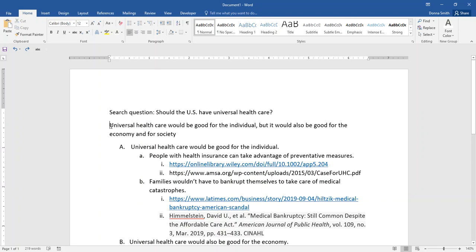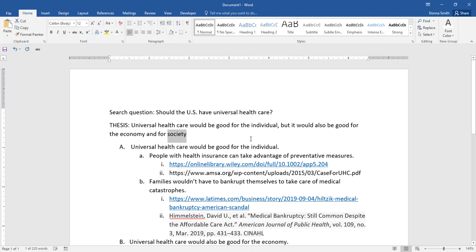Now you have to answer your search question, and your search question answer takes the form of a thesis statement. And so I am answering my search question with, yes, we should have universal health care. Why? Well, universal health care would be good for the individual, but it would also be good for the economy and for society. So this thesis sentence plans 3 separate points.